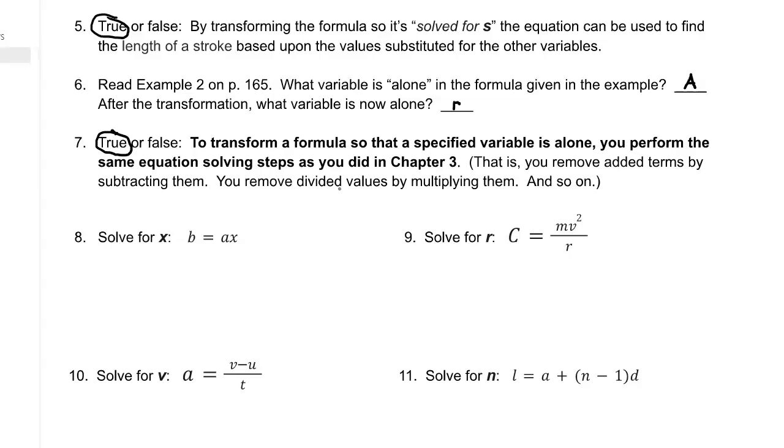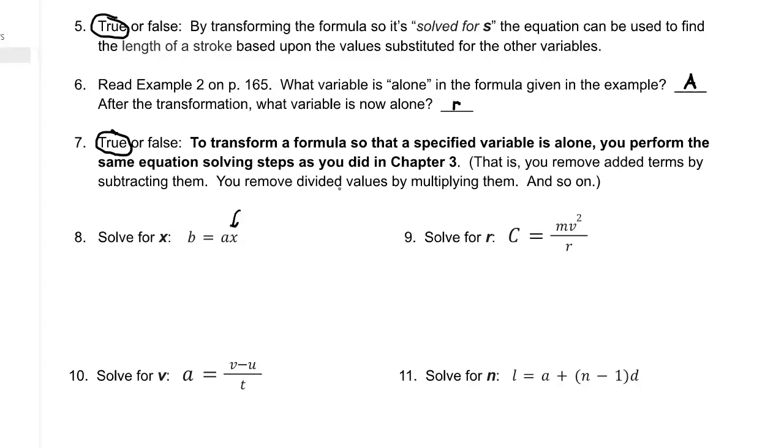Number 8, solve for the variable x. So we have an equation, b is equal to ax. At the beginning, the variable b is alone. Let's transform this equation to get the letter x alone. Find the x. What's next to the x? The a. The a has been times to the x. What is the inverse operation of timesing by a?